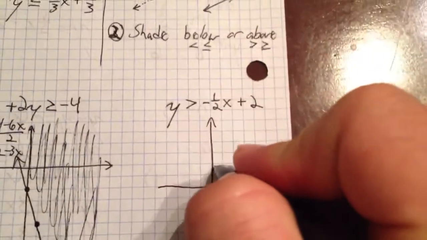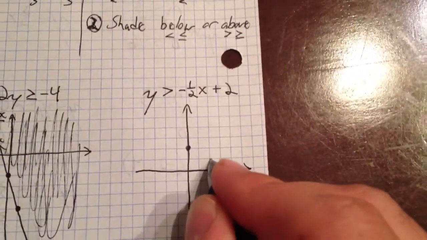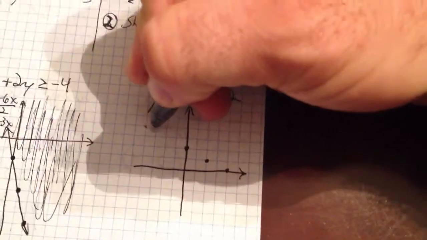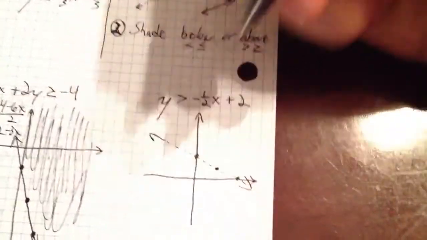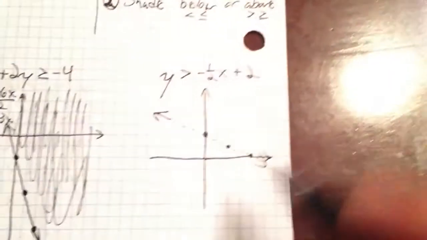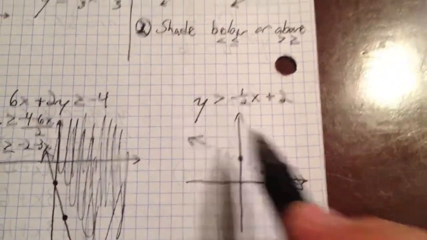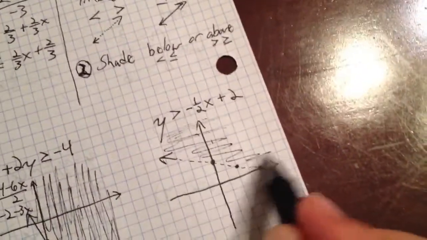Begin at 2 on this one. My slope is negative 1 over 2, negative 1 over 2. It is going to be a dashed or dotted line, if you will, because it does not have an equal to sign, and it is only greater than, so I shade everywhere above the line.